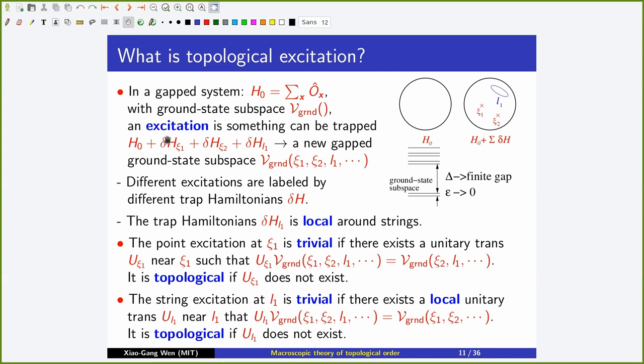Those delta H describe a trap. The trap may be some kind of local Hamiltonian near a point, and maybe near a loop. So this L can be a loop. We modify the Hamiltonian along a loop. So my trap can be a loop, and then I define a string excitation. Okay, so this is a defined excitation. But here we add something extra: we assume this Hamiltonian with a trap also has an energy gap. So there is a ground subspace.